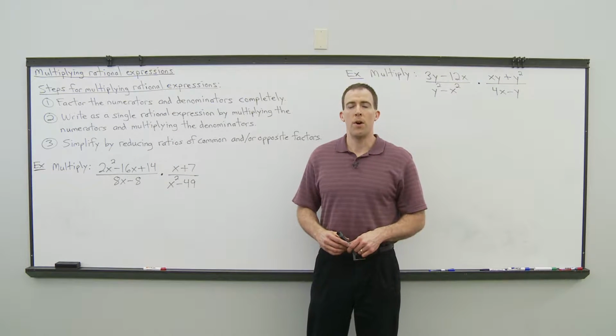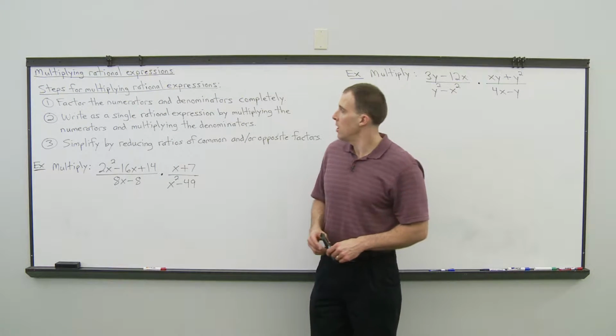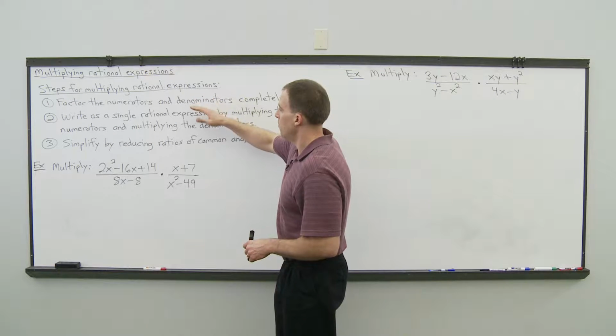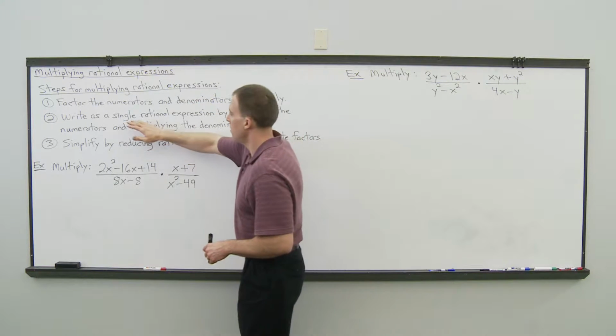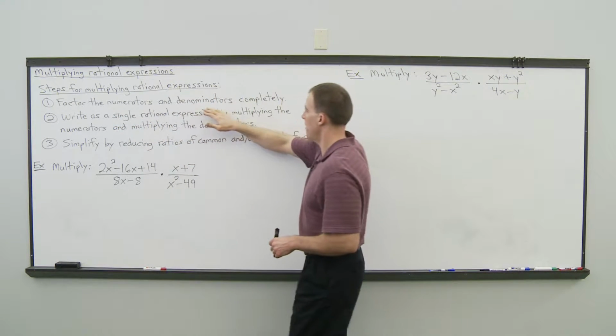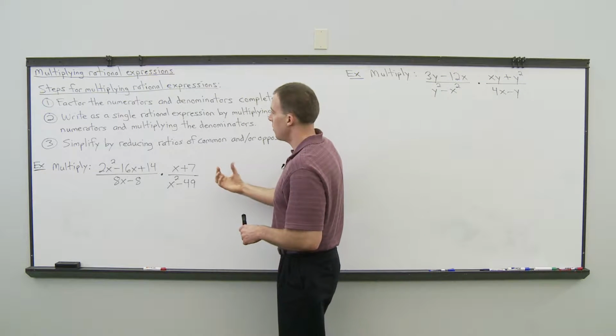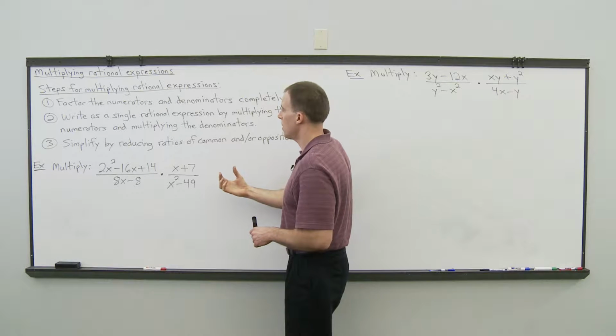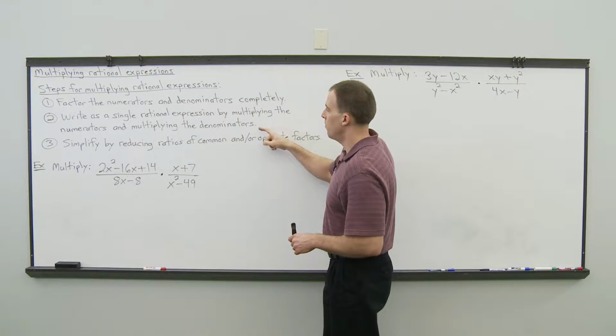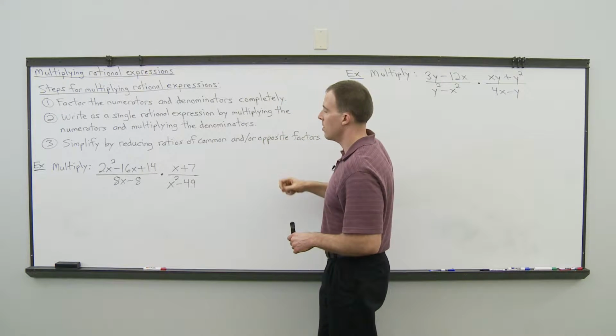Here's the process for multiplying rational expressions. The steps are as follows. The first thing we need to do is to factor the numerators and denominators completely. The second step is to write as a single rational expression, in other words, as a single fraction, by multiplying the numerators and multiplying the denominators together.